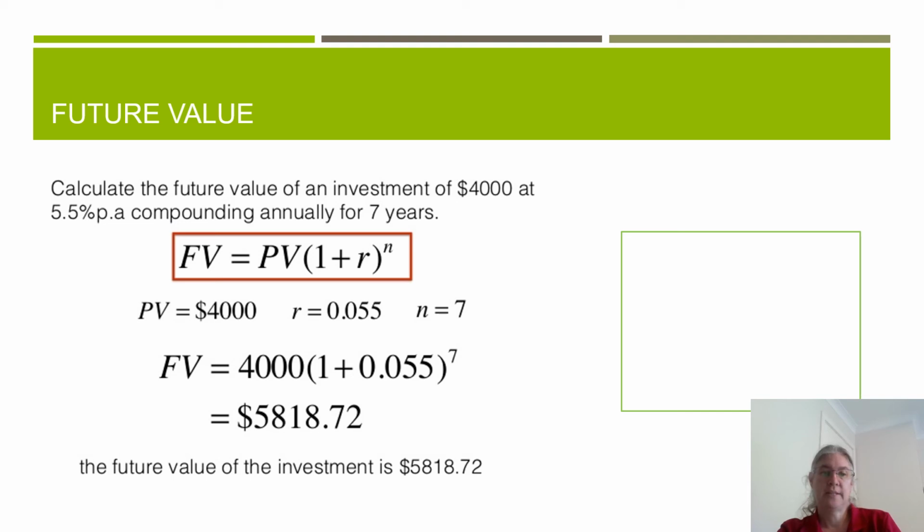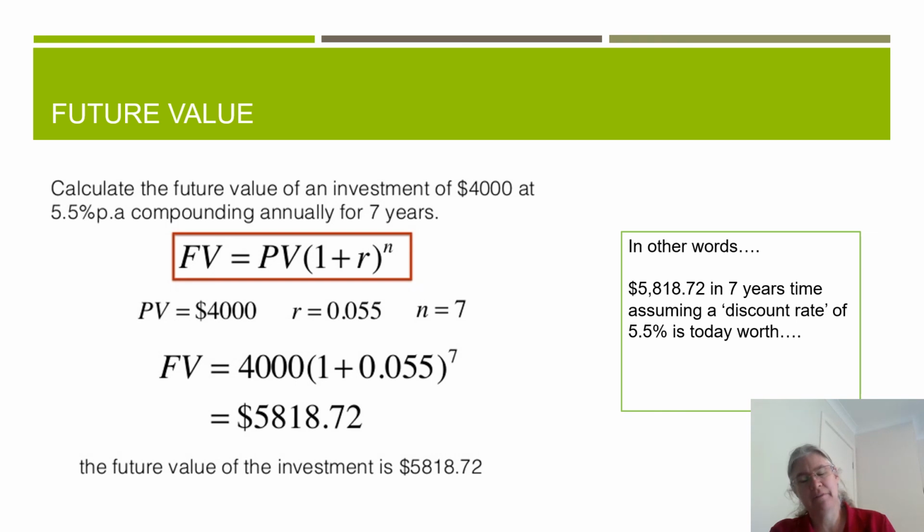So our $4,000 is our present value. We've got 5.5%. Now remember to divide that. N is 7. So the future value of 4,000 times 1 plus the interest rate to the power of 7 should give you 5,818. I really want to check it, but my calculator here is not going to handle this kind of thing. I'll have to get out a different calculator. So the future value of the investment is $5,818.